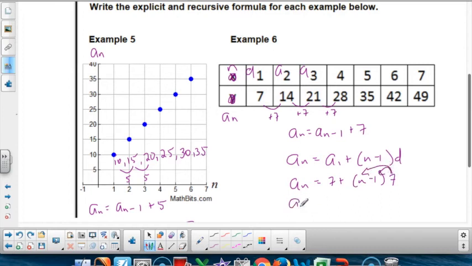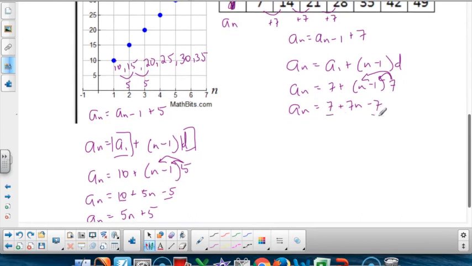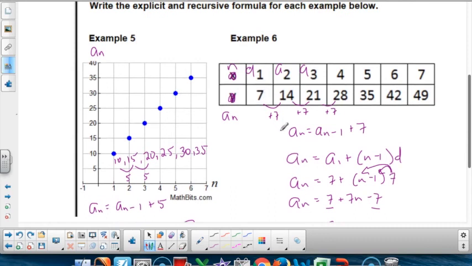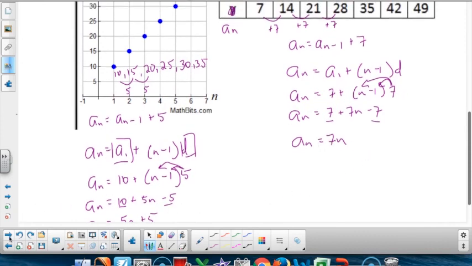So I'm going to distribute, and I get 7 times n is 7n. 7 times negative 1 is negative 7. Notice I did not distribute to that 7 because it was not inside the parentheses. Now I'm going to combine my like terms. 7 minus 7 is 0, so all that's left is a sub n equals 7 times n, which makes sense because if I plug in 1, 1 times 7 is 7. If I plug in 2, 2 times 7 is 14. So there is my explicit formula.